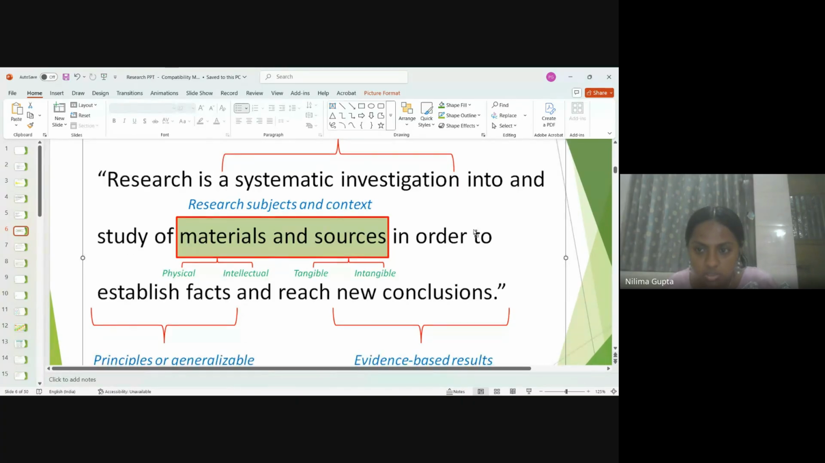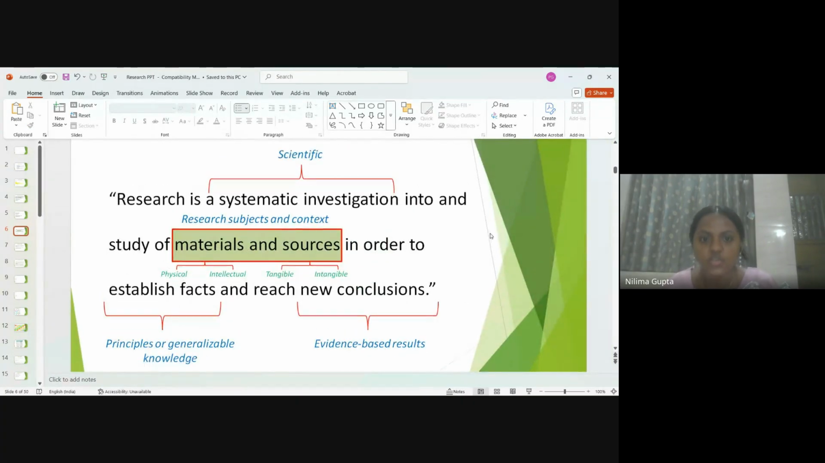Now, again, this is a very interesting picture which is trying to explain what research is. All of these are the keywords which, when we are studying the types of research, we will find helpful for solving our questions also. So research is a systematic investigation. It is very, very systematic. Though we use it in social science, it is still very systematic.